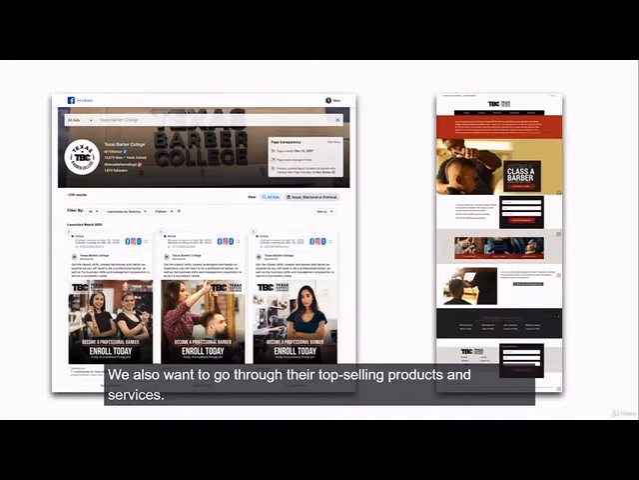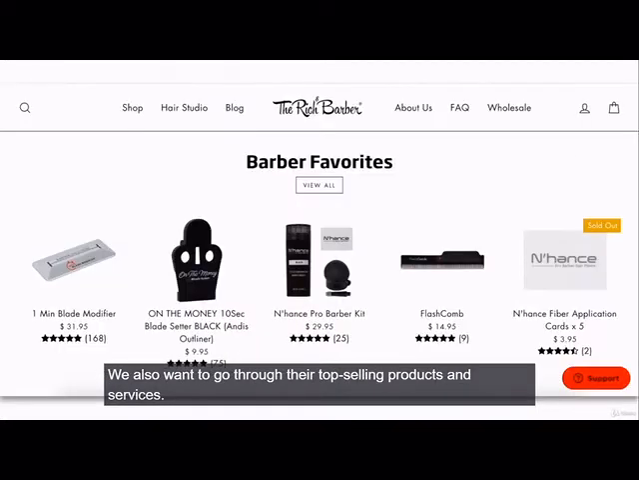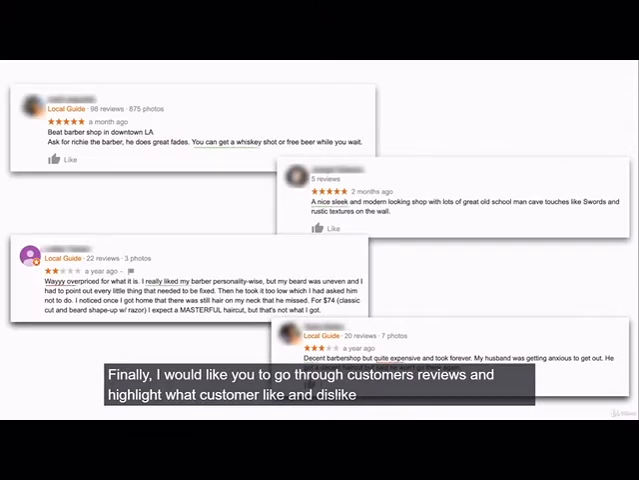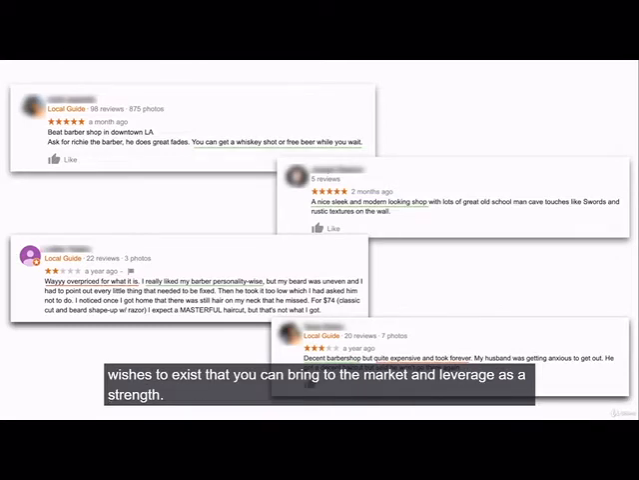We also want to go through their top selling products and services. How do they package their products and at what price point do they sell them? Finally, I would like you to go through customer reviews and highlight what customers like and dislike about their products and services, and see if there is a missing gap and a weakness that the customer wishes did not exist that you can bring to the market and leverage as a strength.